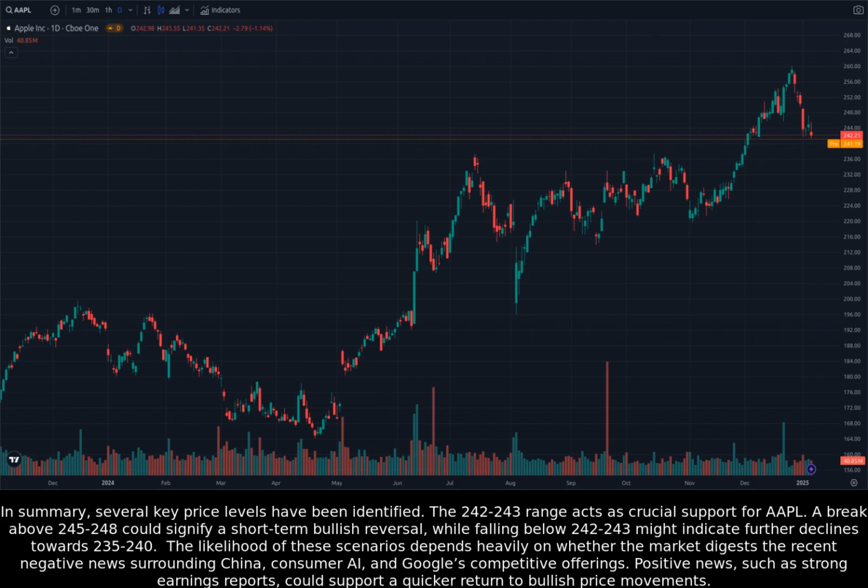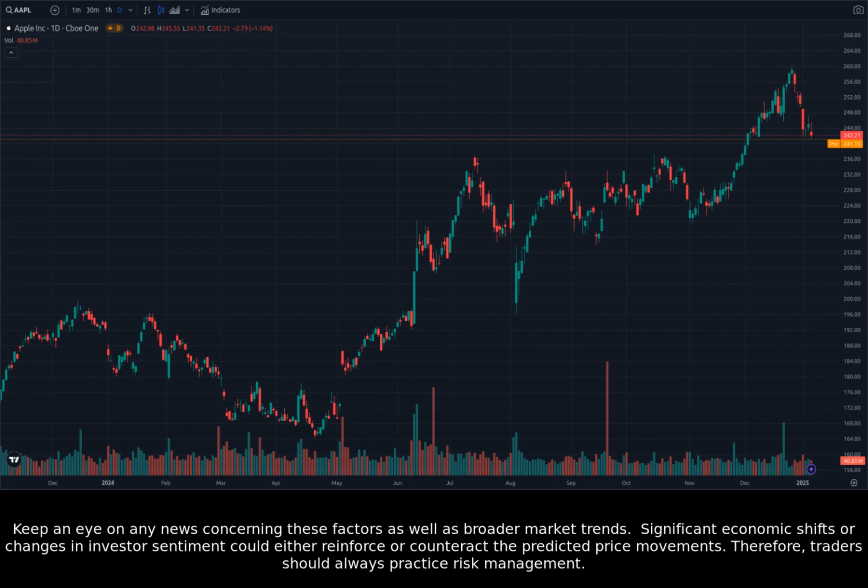The likelihood of these scenarios depends heavily on whether the market digests the recent negative news surrounding China, consumer AI, and Google's competitive offerings. Positive news, such as strong earnings reports, could support a quicker return to bullish price movements. Keep an eye on any news concerning these factors as well as broader market trends.